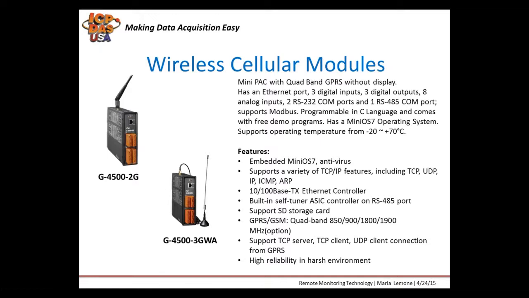The GT4500 cellular-based wireless controller can be programmed in C language and has an Ethernet port, 3 digital inputs, 3 digital outputs, 8 analog inputs, 2 RS-232 ports, and 1 RS-485 port. It's available with a GPS option for applications like tracking systems. The GT4500 series features an embedded mini OS 7 system, a built-in self-tuner ASIC controller on the RS-485 port, and high reliability in harsh environments.